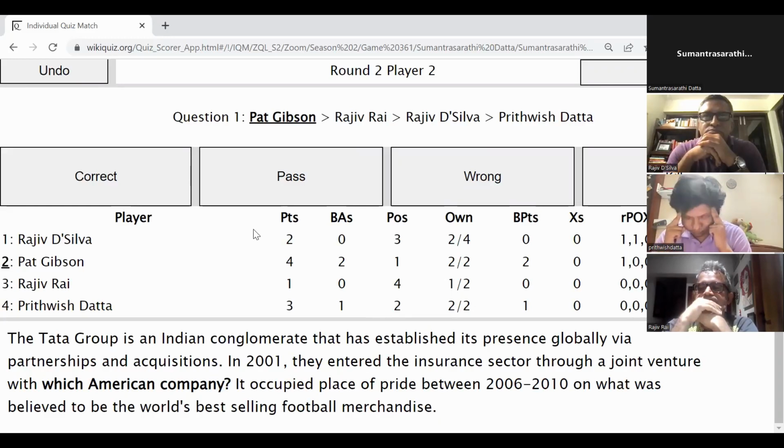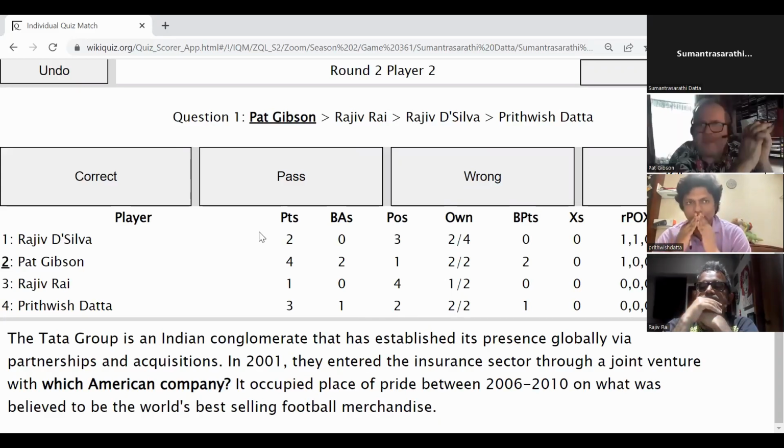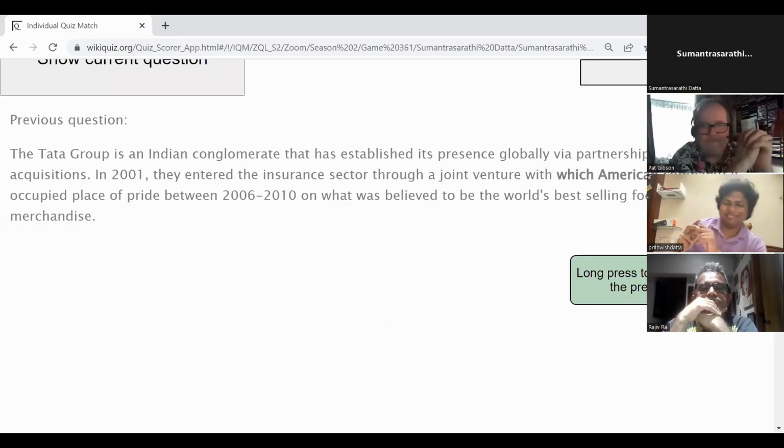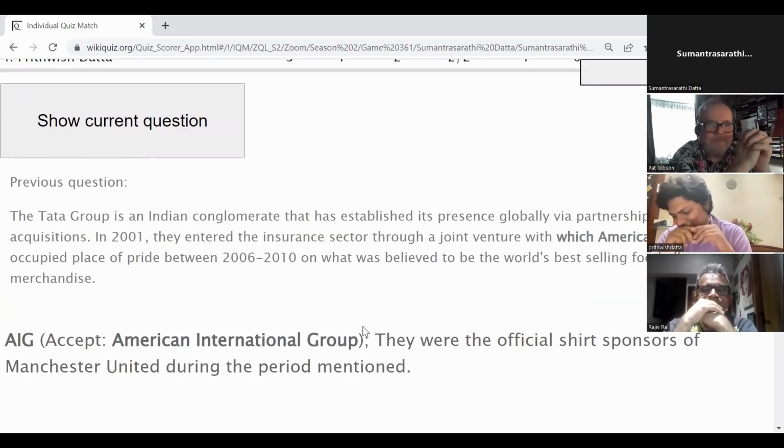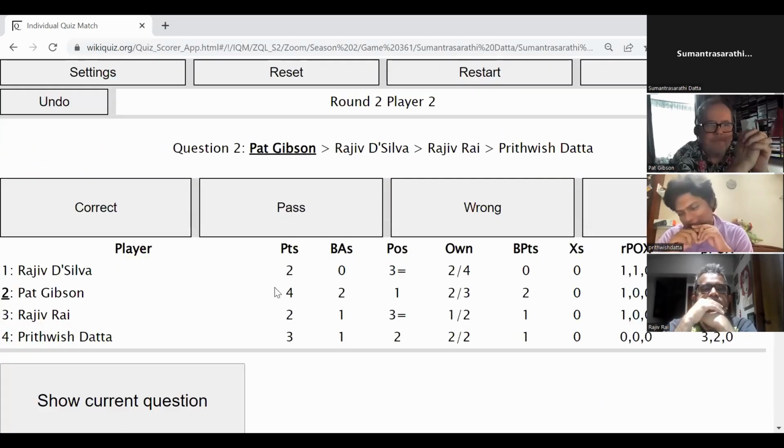Ten seconds back. IOC. IOC, Rajiv Rai. AIG. AIG is correct, and they have tied up with Manchester United to be their sponsor. Yes, good steal there.